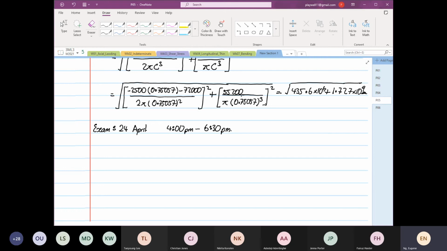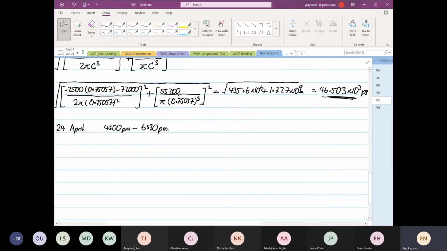Okay, like how you guys prepared for term test 2, fantastic. Term test 1 was difficult because of shearing stress. As I said, shearing stress is the more complicated topic.